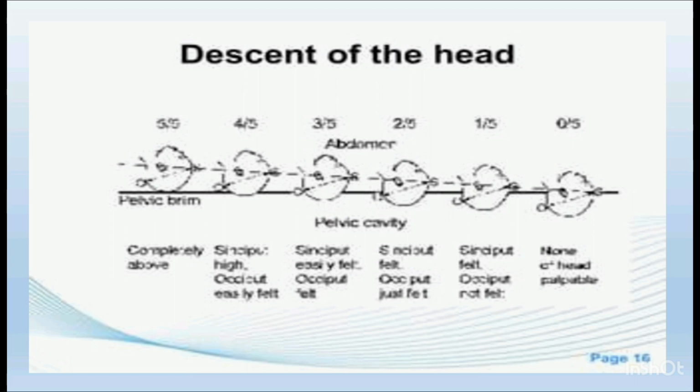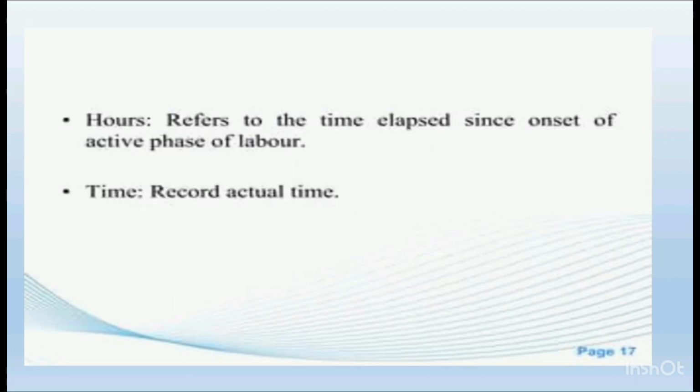Slowly and gradually, it will go to 0 by 5, where you can palpate the occiput and sinciput through the vaginal examination. Now, what do you mean by hours and time? Hours refers to the time elapsed since onset of active phase of labor, and time is to record the actual time.